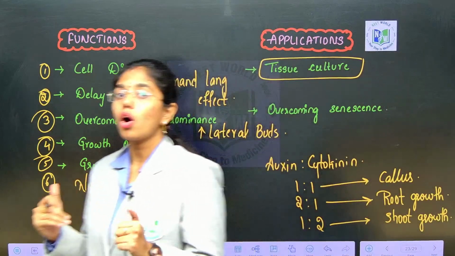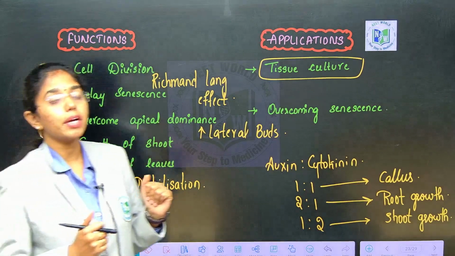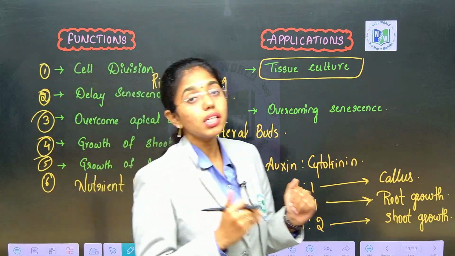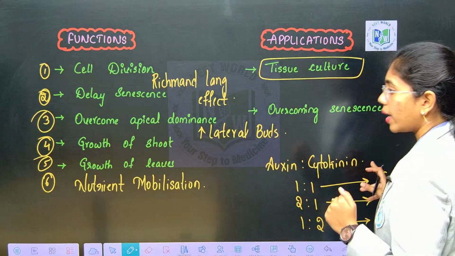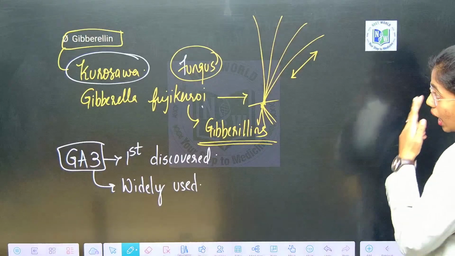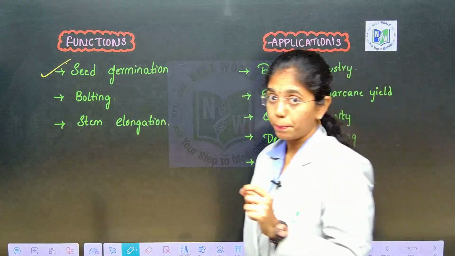They are antagonistic in the effect of apical dominance, wherein auxin is promoting the apical dominance and cytokinin is inhibiting the apical dominance. Clear till here? Any doubt anywhere? Synergistic and antagonistic effects are very important.